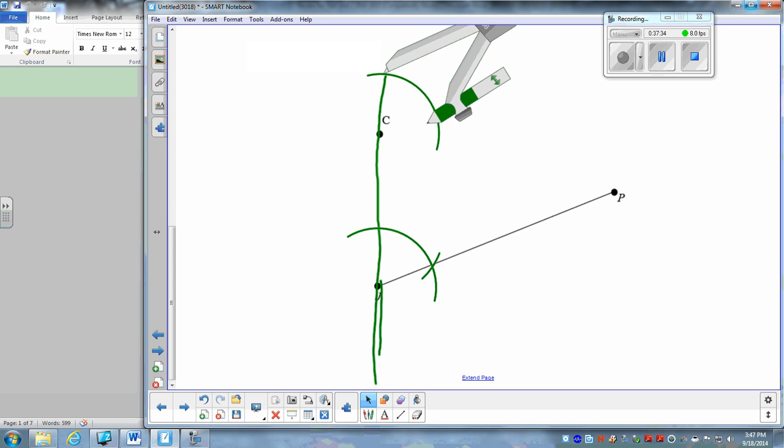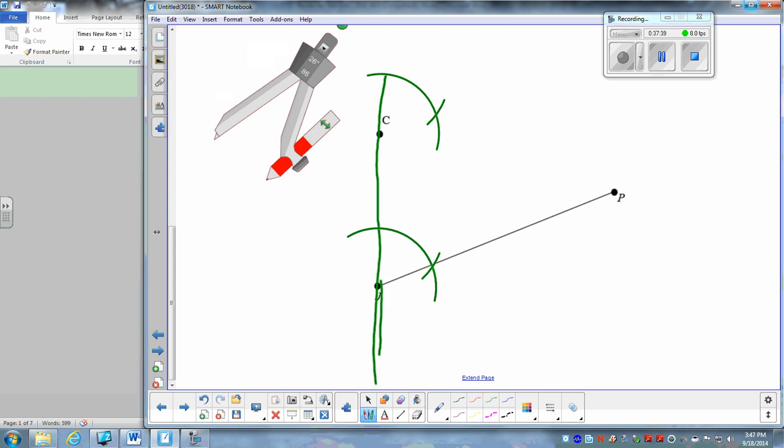Moves up to where my arc intersected my original line. Draw that little arc, same little arc, and connect. And there we have our parallel line.